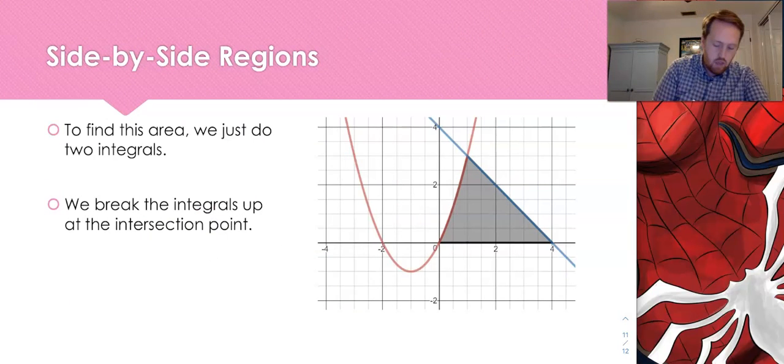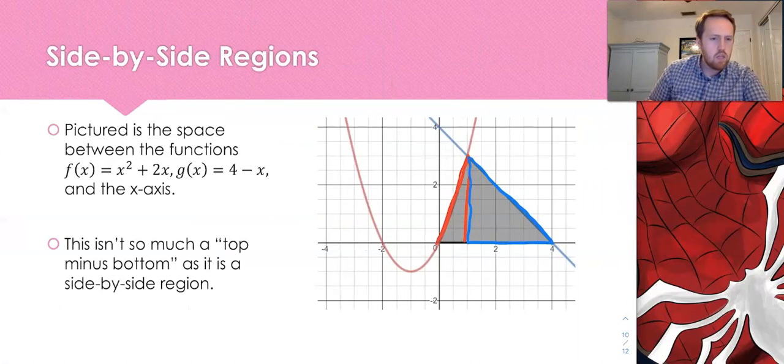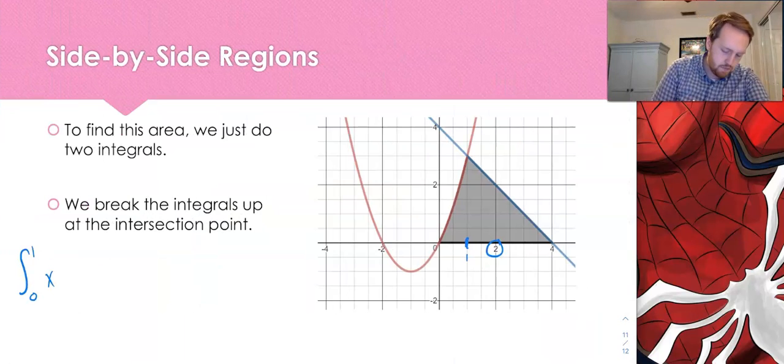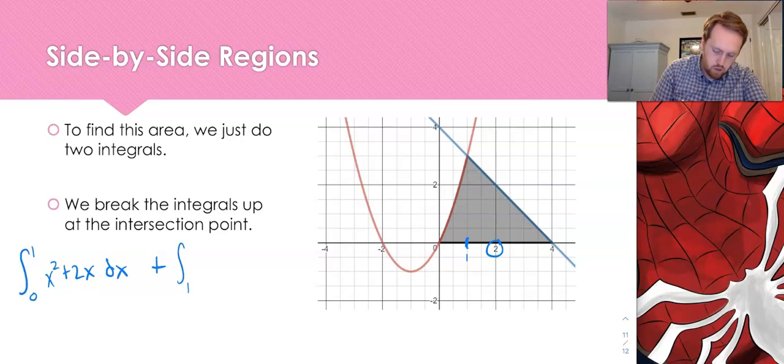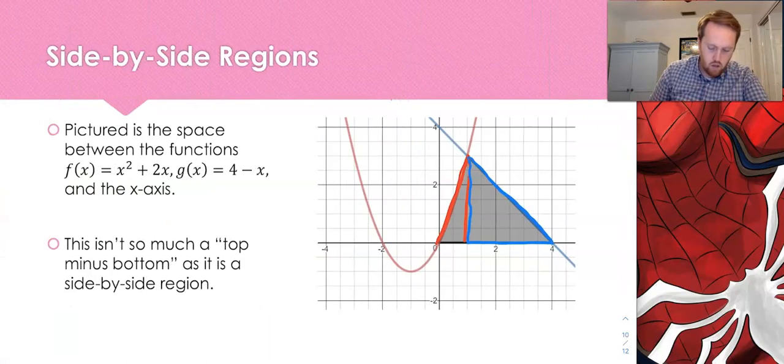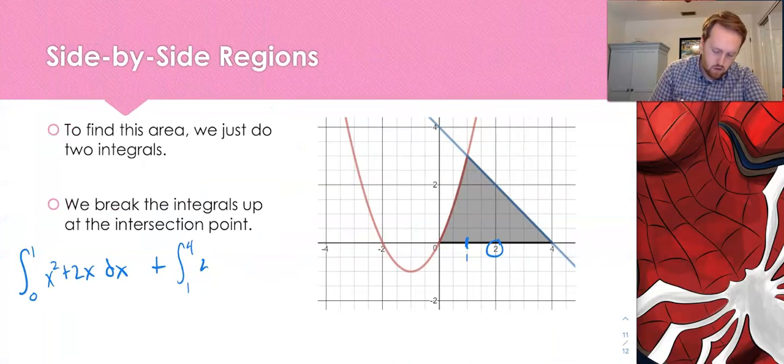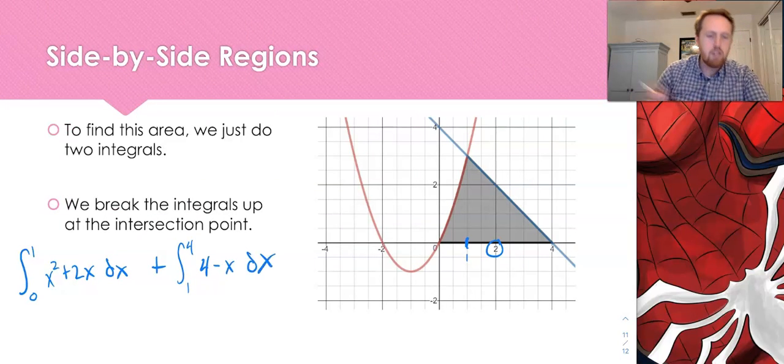You do the integral from, what was that, 0 to 2? No, 0 to 1. Make sure that you're checking your scale, right? There's the 2, so this is 1. 0 to 1 for whatever the parabola was. What was it? X squared plus 2x? Plus the integral from 1 to 4, just finishing out the integral, of 4 minus x. So then you just evaluate those two integrals and add them up. That's all you got to do.